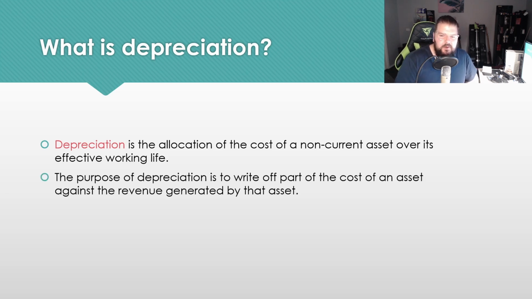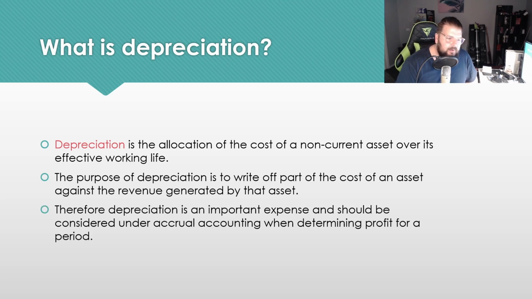Okay? So we do this to write off part of the cost of an asset against the revenue that it actually earns, because we have to understand that as we use these assets and we use up its value, it is generating revenue for us, but it needs to be balanced out with the expense of using up an asset. Okay? So therefore, depreciation is an important expense. Okay? So we have depreciation as an expense, and it needs to be considered under accrual accounting, because otherwise we're not matching our revenues and expenses properly.